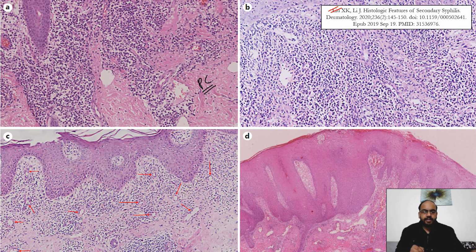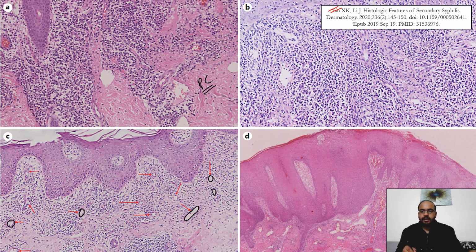So here also, and if you look at these arrows, they are showing the vessels which are dilated. So here's a dilated vessel, dilated vessel, dilated vessel. Okay, this is also a dilated vessel. Again, dilated vessels. So you have dilated upper dermal vessels with significant endothelial swelling and perivascular infiltrate consisting majorly of plasma cells and lymphocytes. So these are the histological features.